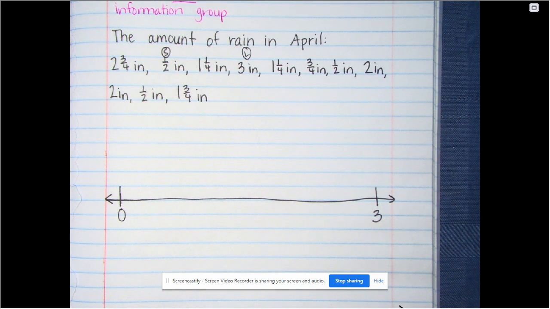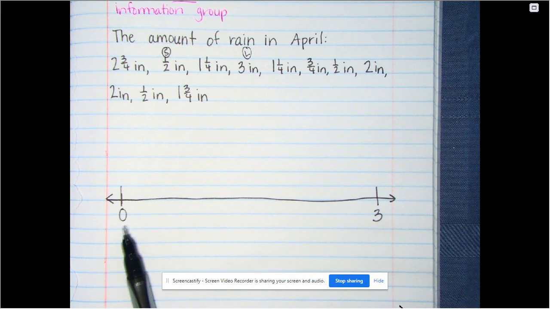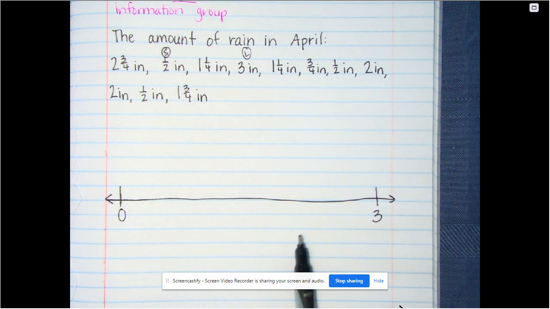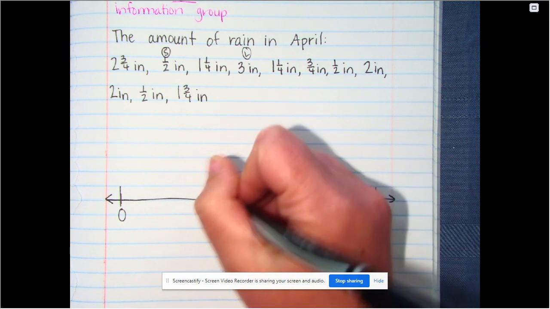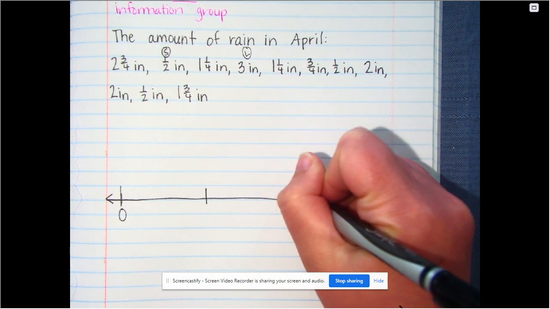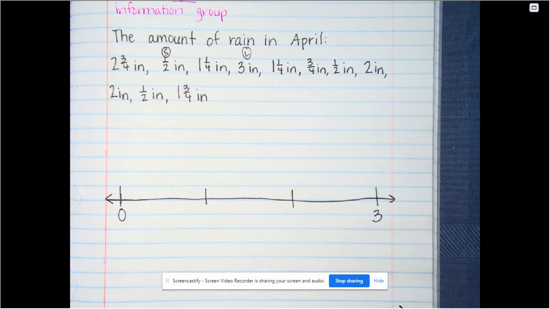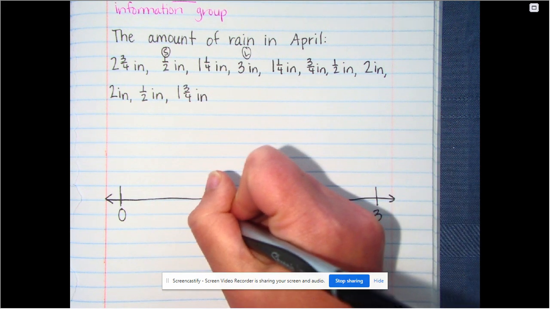So now I need to break up my number line so that it's evenly spaced. I need to have 0, 1, 2, and 3. So I have to figure out how to split up my number line so that I have 1 and 2 also on here evenly spaced. So I'm going to be breaking my number line up into thirds. So those are about equally apart.